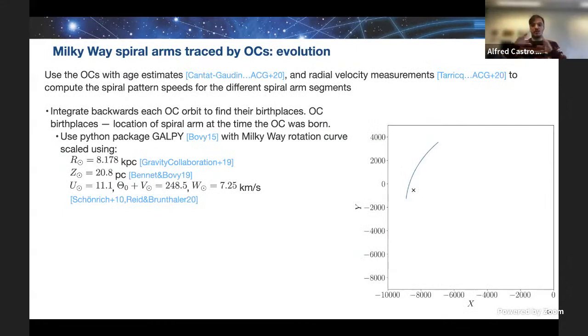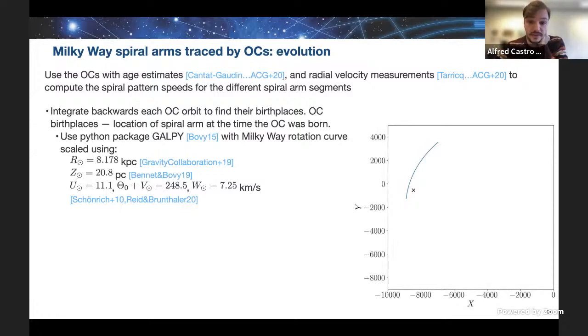Okay, so now we have the arms in the solar neighborhood at the present time, and we wanted to describe the evolution of these arms. We did it because we have age estimates, and we have radial velocity measurements for a subset of these clusters. So we could compute the orbits of these clusters and try to relate these orbits to the birthplaces of the clusters.